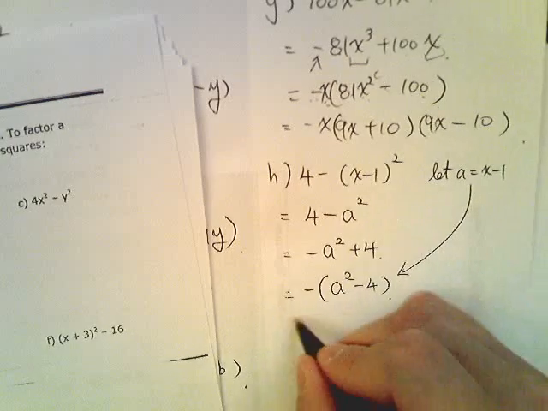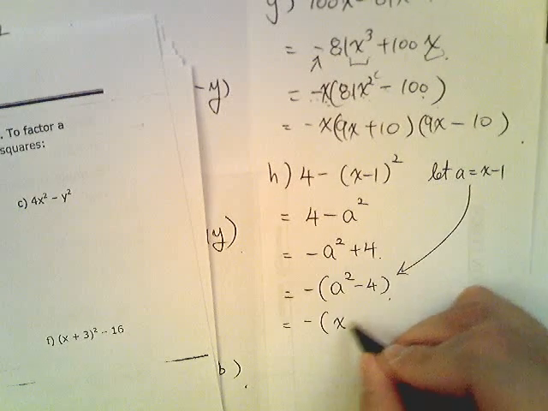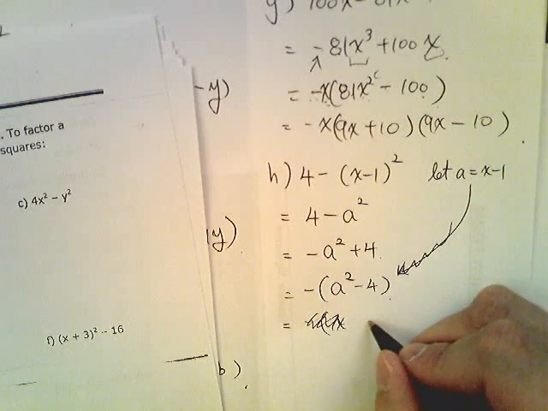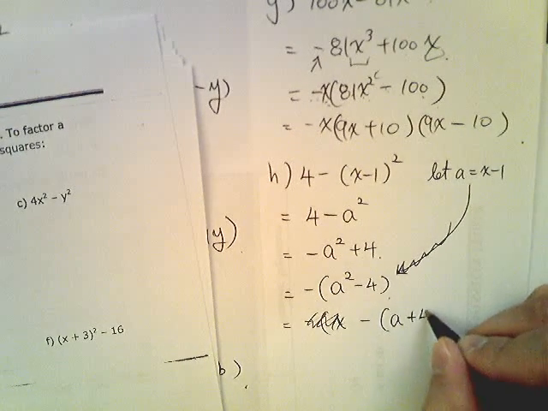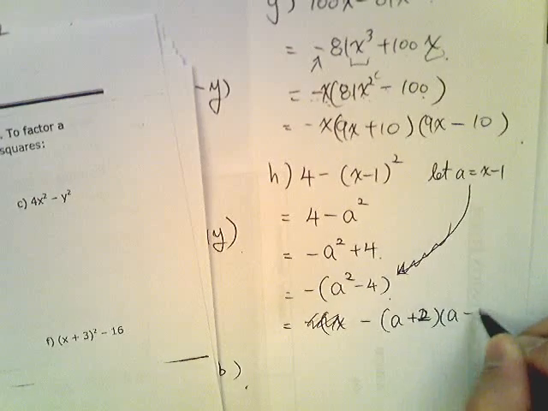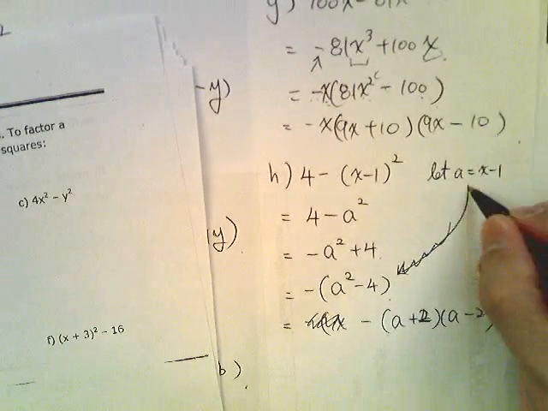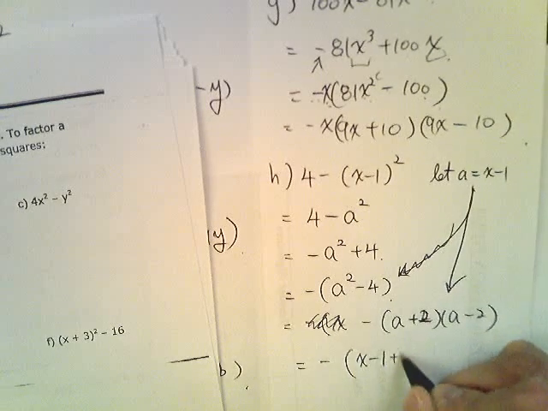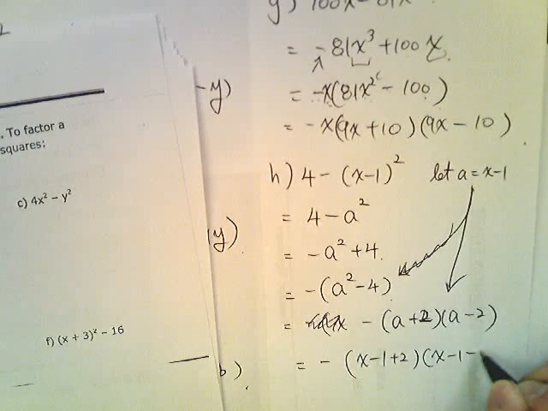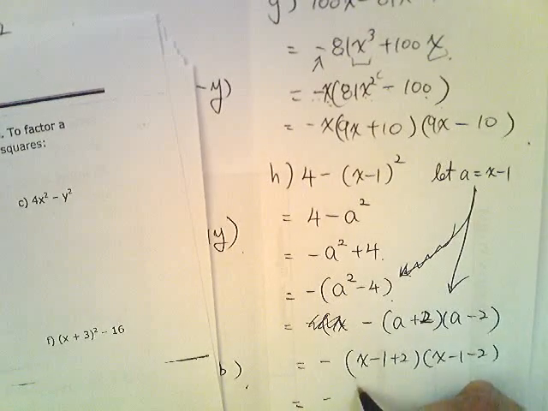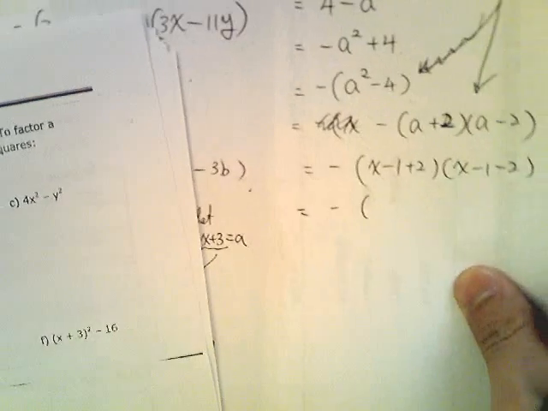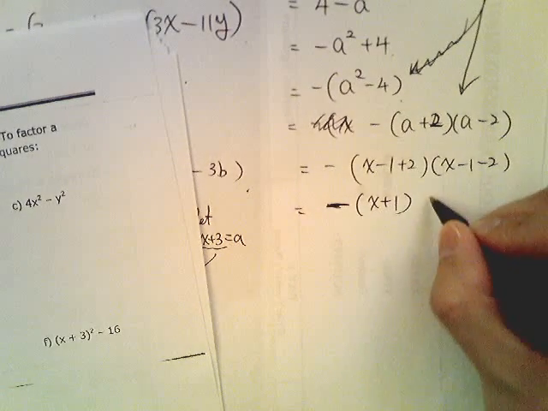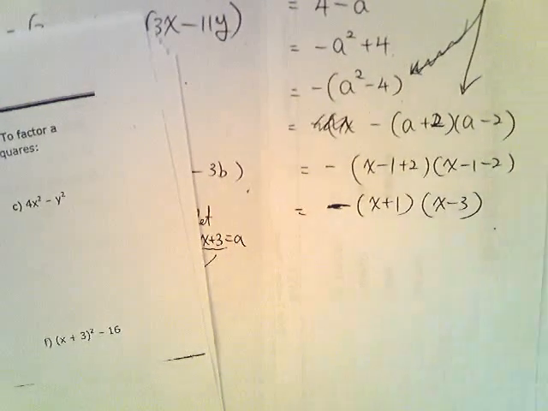Then substitute back in. Oops, sorry, not yet. So this equals a plus 2, a minus 2. Then you substitute in. Okay, so then it becomes negative x minus 1 plus 2, and then x minus 1 minus 2. So negative x plus 1, x minus 3. Okay?